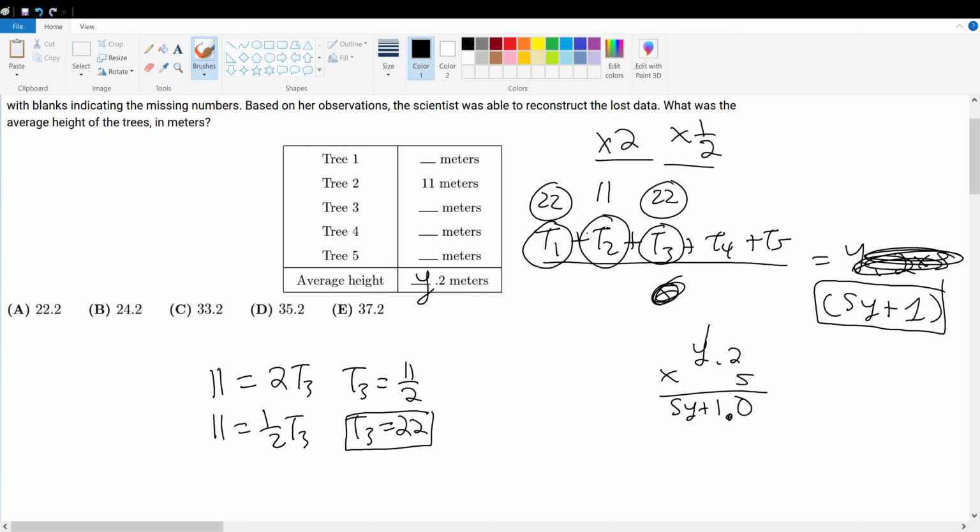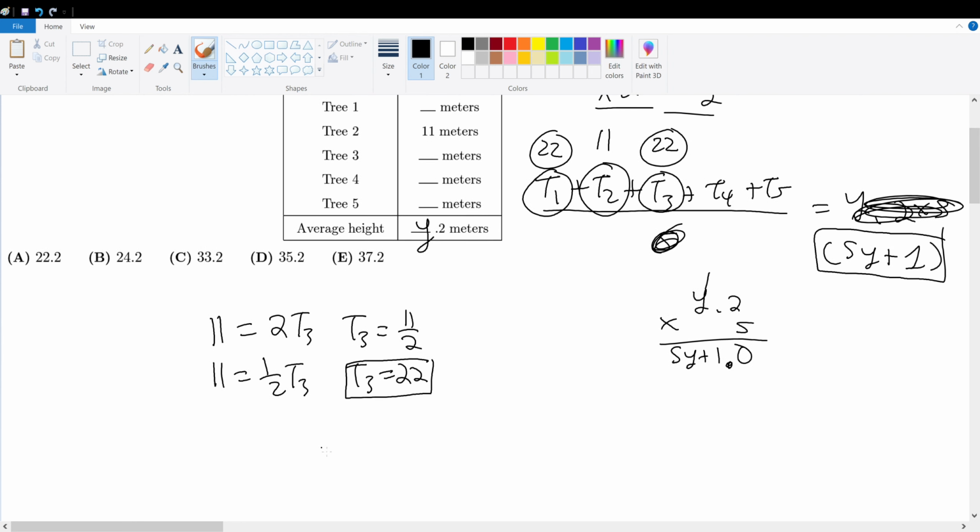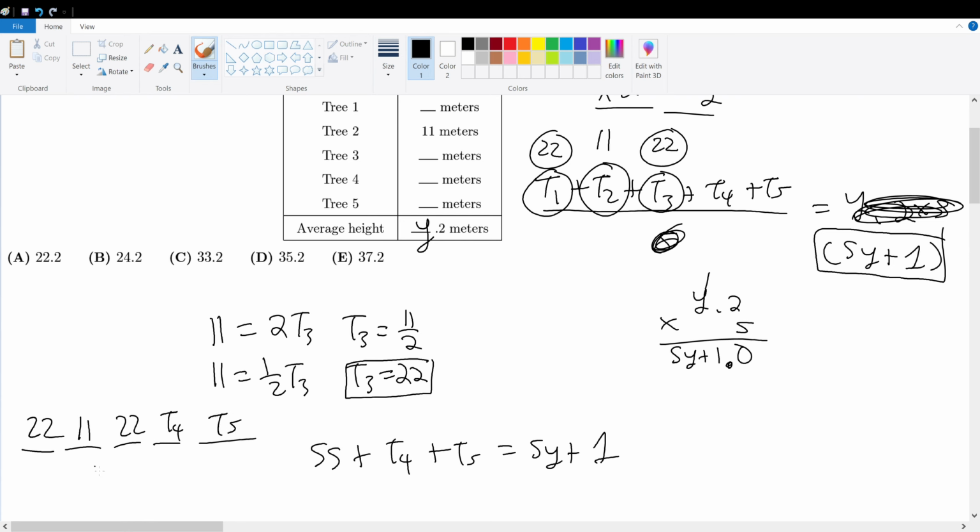We have 3 of the terms down. So let's just write them out first. We have 55 plus t4 plus t5 is equal to 5y plus 1. But we must have the orderings in place for us to determine what the next possible numbers are. And this is t4 and this is t5. Now, what can t4 be? Well, by the same logic, 22 must equal half of t4, or 22 is equal to twice t4. So t4 can either equal 44, or t4 can equal 11. Let's say it's equal to 11, and we'll consider the next case of 44 next. If this is 11, then by symmetry, this has to be 22.